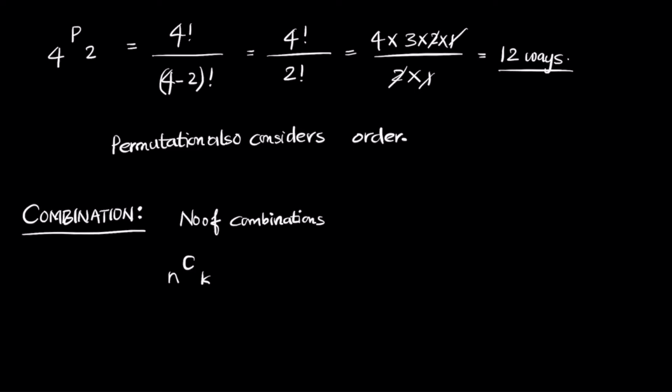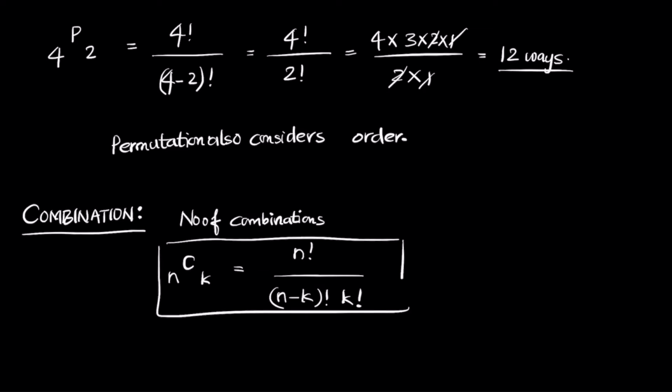So nCk is written as n factorial over (n minus k) factorial times k factorial. That's the only extra change: we are dividing by an extra k factorial. So nCk can also be written as nPk over k factorial. This is another way of writing the combination formula.